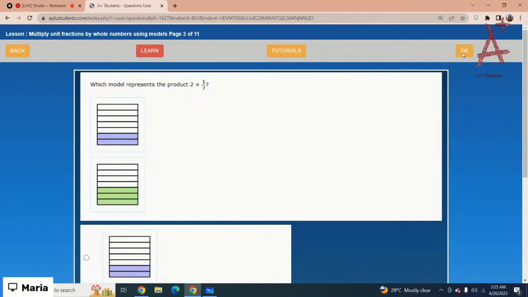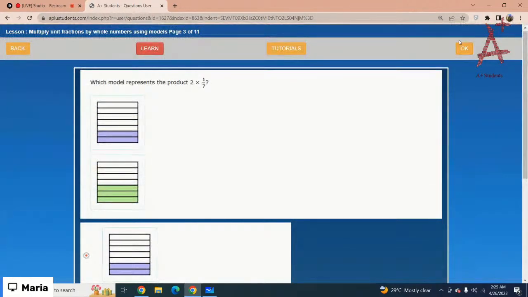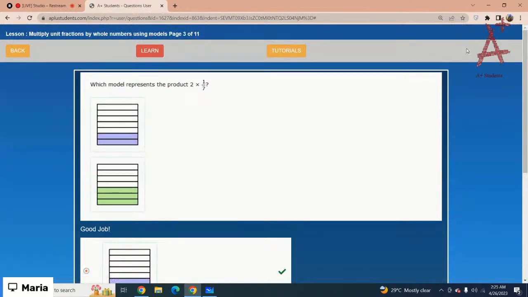That would be option number 1, 2 times 1 over 7. Here you have 7 portions: 1, 2, 3, 4, 5, 6, 7. The total is 7 portions, and 2 of them are colored. So it represents 2 out of 7. Got it? Because 2 times 1 by 7 is 2 by 7. So it represents 2 over 7.